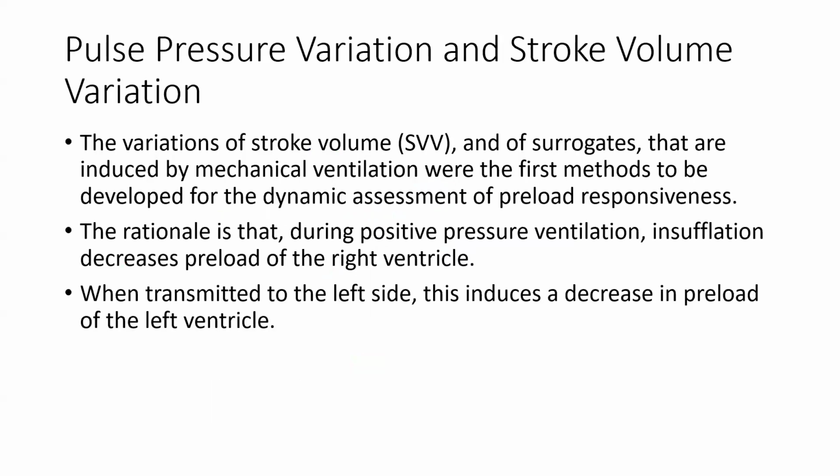So there are some methods to measure this fluid responsiveness. The first one is pulse pressure variation and stroke volume variation. The variations of the stroke volume and of its surrogates that are induced by mechanical ventilation were the first method to be developed for dynamic assessment of the preload responsiveness. The rationale is that during positive pressure ventilation, insufflation decreases the preload of the right ventricle. When transmitted to the left ventricle, it induces a decrease in the preload of the left ventricle.